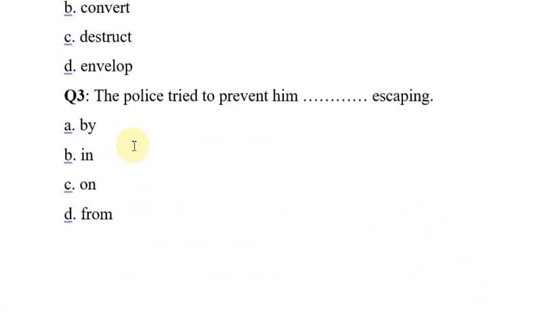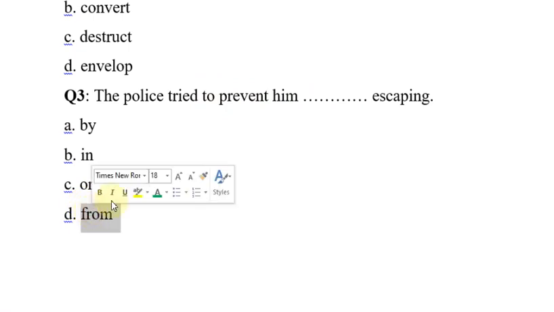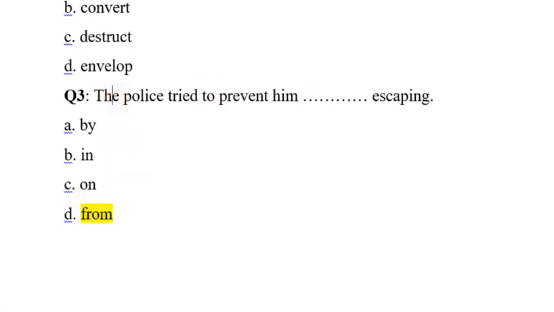Question 3 is related to preposition: by, in, on, from. Which one is correct? The police tried to prevent him blank escaping. Good, good. I think your guess is correct. Prevent him from escaping. From escaping.